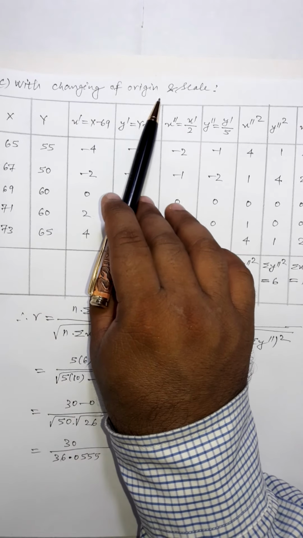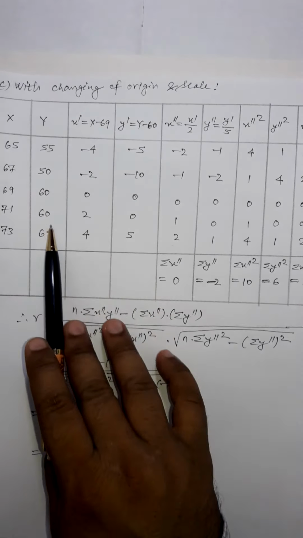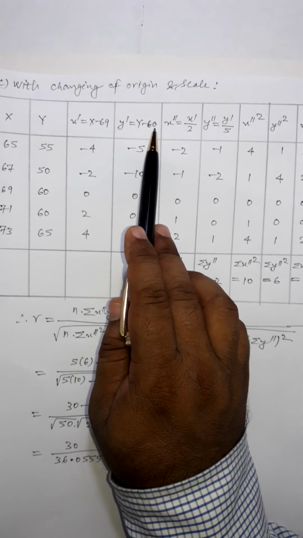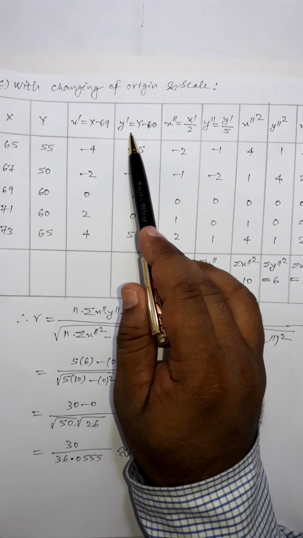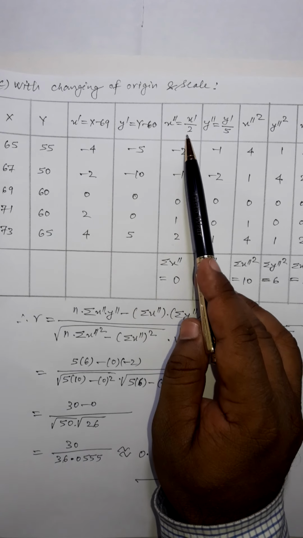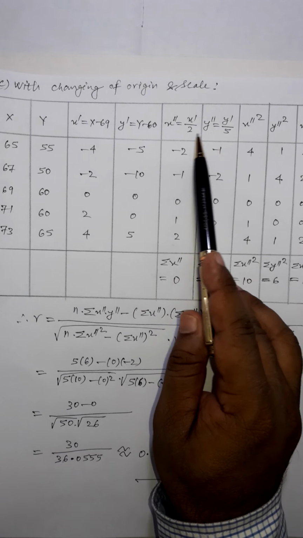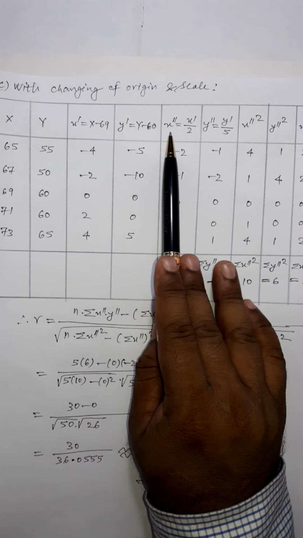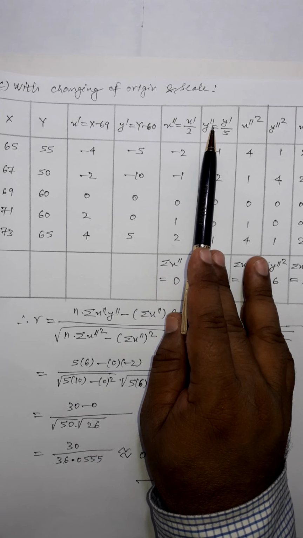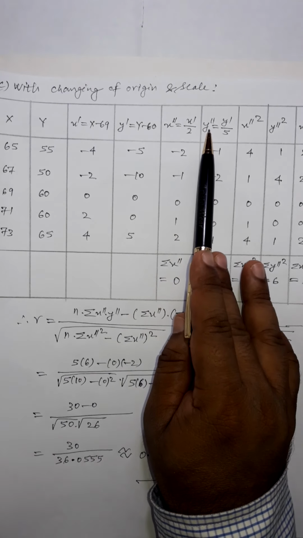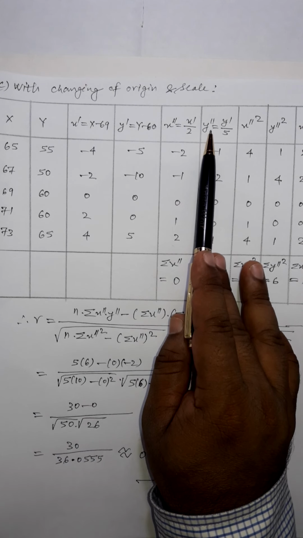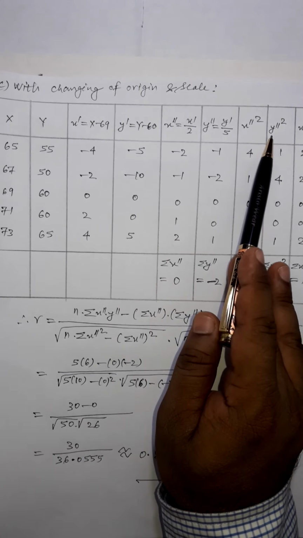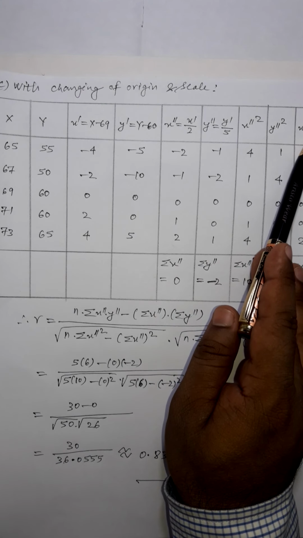In the C type, with changing the origin and scale, you can see I did as before. From X and Y data I have taken two origins 69 and 60 and got the deviated data X dash and Y dash. To reduce it further, I have chosen two ratios 2 and 5, two positive numbers, to divide by, so that I can reduce them further, and in this way I am getting X double dash and Y double dash data. Now X double dash and Y double dash will behave like my original data for the calculation of correlation coefficients. So I obtain X double dash square, Y double dash square, and a product of X double dash and Y double dash.